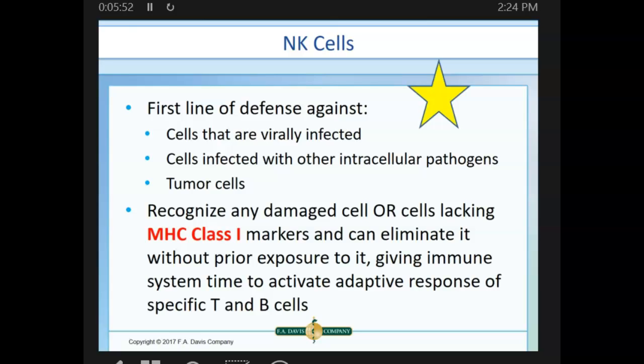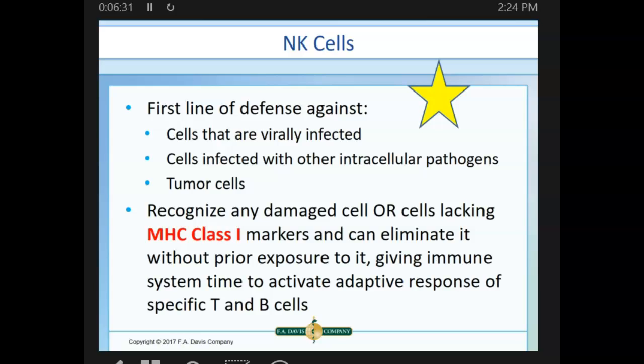Natural killer cells are our first line of defense against cells that are virally infected, also against cells that are infected with other intracellular pathogens and tumor cells. Natural killer cells recognize any damaged cell or any cell that lacks MHC class I markers. Because remember, MHC class I markers are the ones that tell natural killer cells that those cells belong here, do not kill them. So these natural killer cells can eliminate cells without prior exposure, giving the immune system time to activate the adaptive response of specific T and B cells.